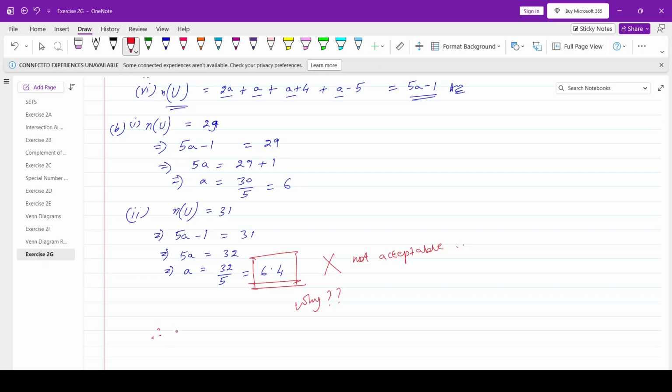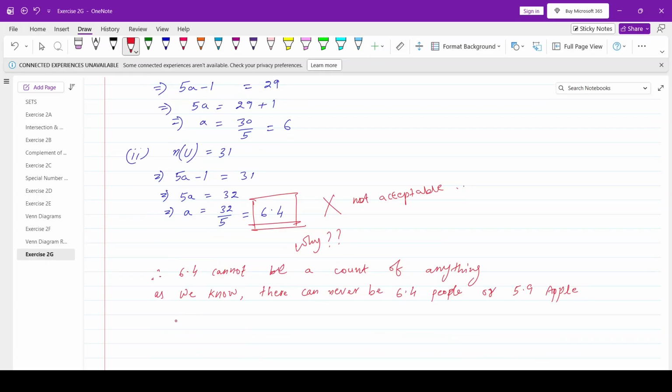Therefore, 6.4 cannot be a count of anything, as we know there can never be 6.4 people or 5.9 apples. Let's move on to the next question.